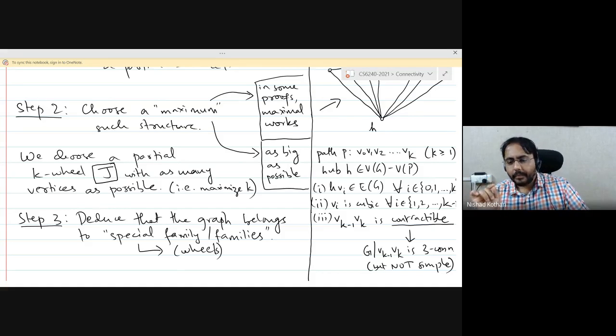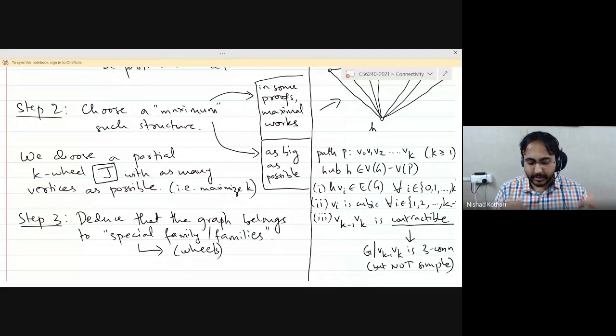And now we want to go to step 3, which is to show that the graph has to belong to the special families in this theorem, or the special family. In our theorem, the special family is the wheels. So we want to show that our graph is nothing but a wheel, right? All right, so this is where we are heading now. We are going to show step 3.